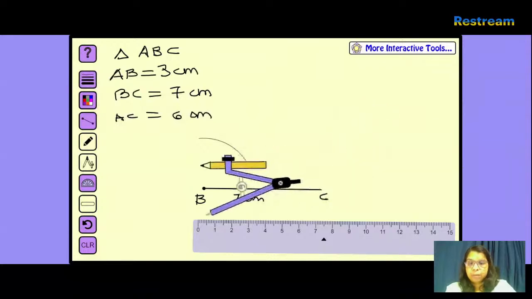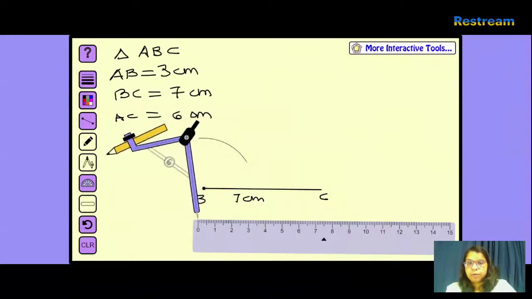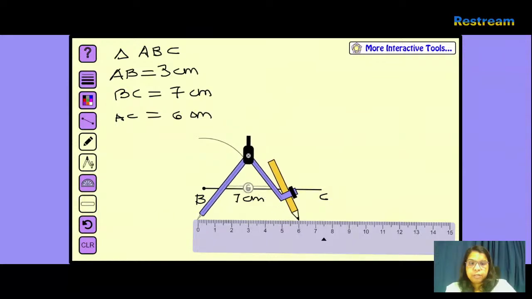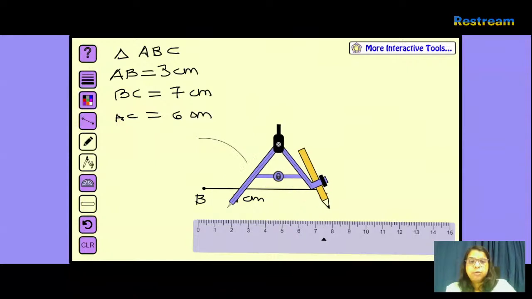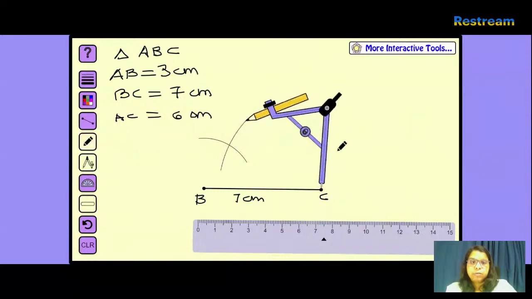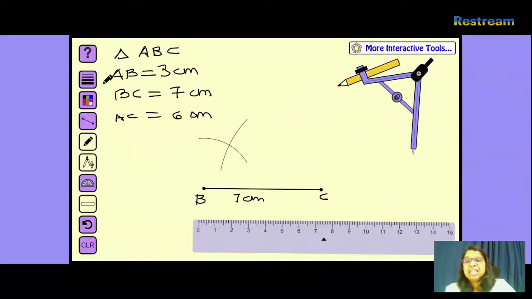So again I'm going to take my compass. Okay, I'm going to put it on 0 and take a measurement of 6 centimeters. Okay, slightly offline. Okay, this is 6 centimeters. I'm going to make sure that my compass doesn't move. Okay, and this one. So now this is my point A. This is my point A for sure.